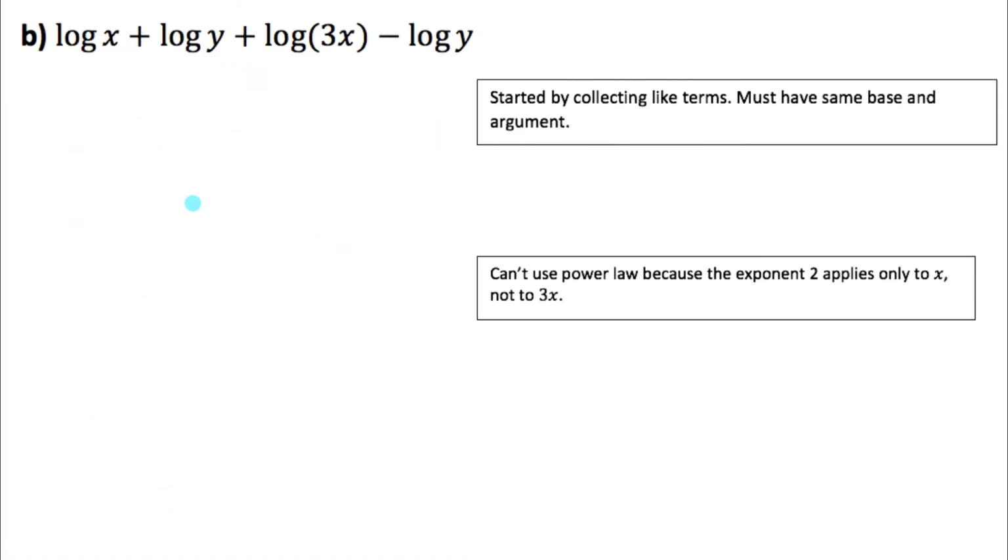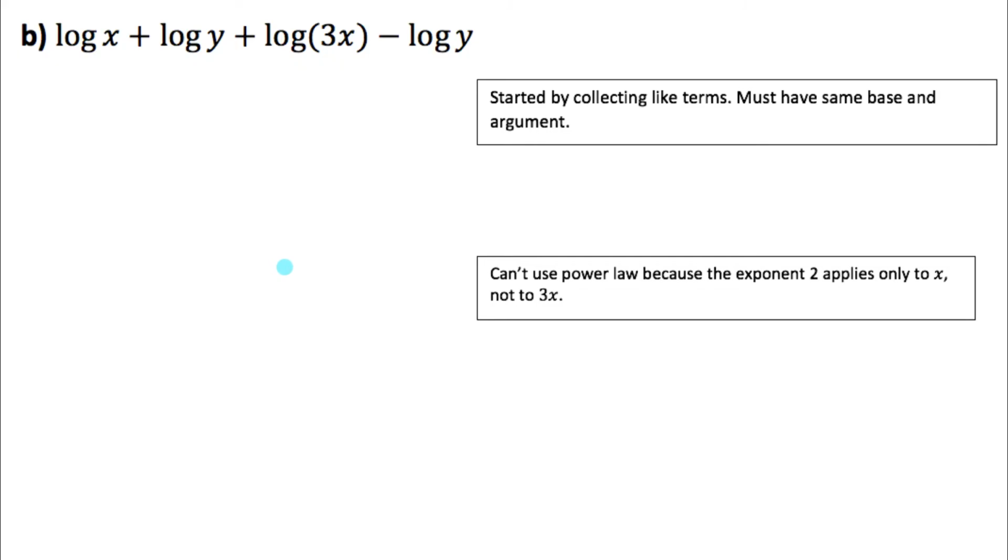The next one, part B. I have 4 logarithms being added and subtracted. And all of those logs are base 10. I don't see a base on any of them, so they're all the common logarithm, which means base 10. Before I start doing the product and quotient rules to combine these, it may make the question easier, and in fact it definitely will, if we look for like terms that can be collected.